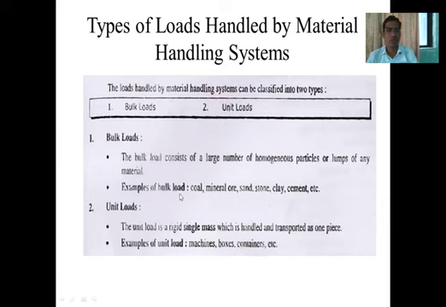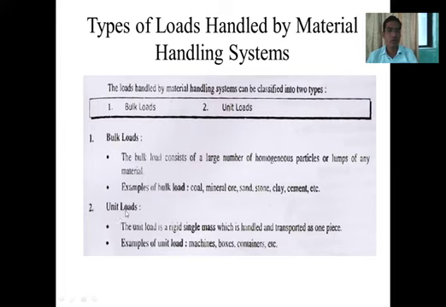Examples of bulk loads: the coal produced from coal mines is categorized as a bulk load. Coal is a bulk load. Then mineral ore is also a bulk load. Then sand, stone, clay, cement. All these are called bulk loads. These materials are formed by a large number of homogeneous particles or lumps of any material. So the bulk loads are coal, mineral ore, sand, stone, clay, and cement.